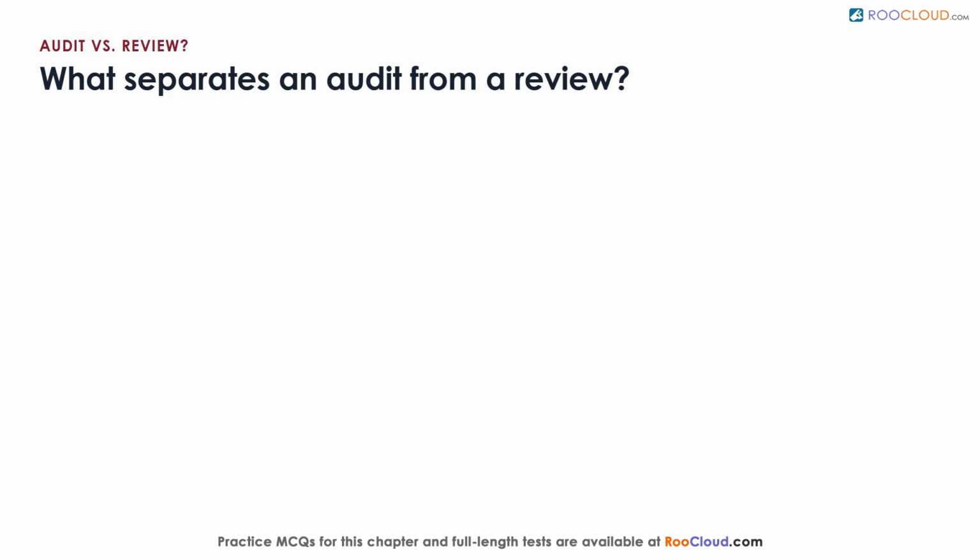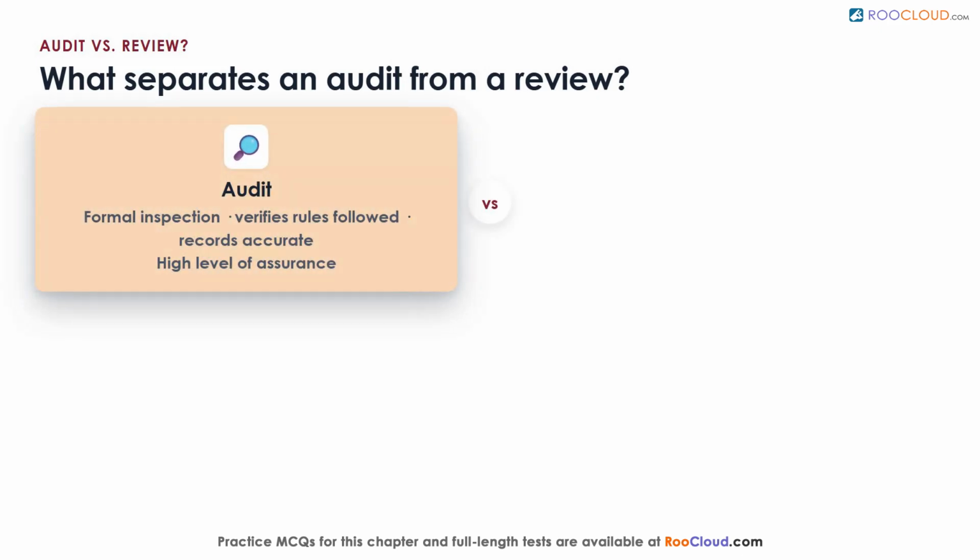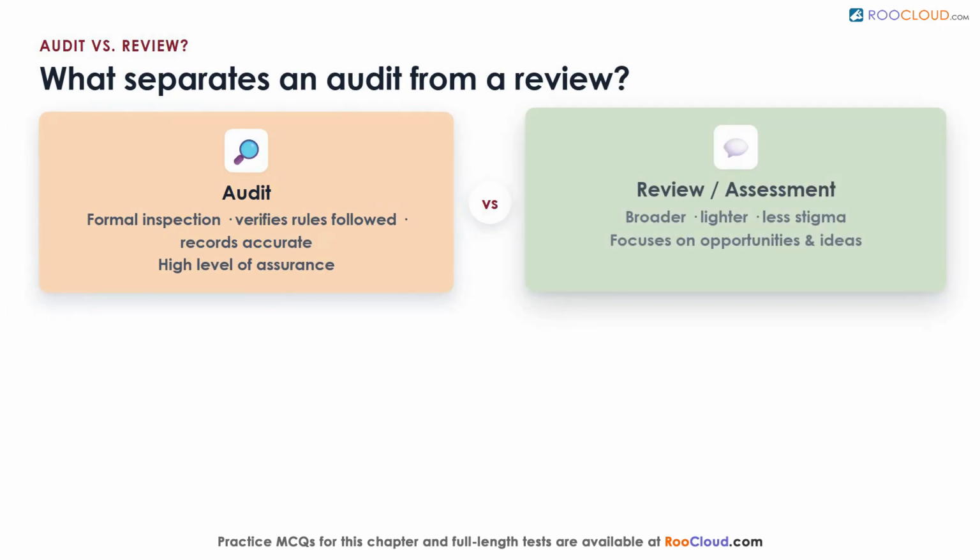So what separates an audit from a review? An audit is a formal inspection. It verifies that rules are followed and records are accurate. It checks whether targets for efficiency are met. An audit delivers a high level of assurance. Reviews and assessments are broader and lighter. They often carry less of a threatening reputation. They tend to focus on opportunities and ideas. Things like cutting the cost of poor quality, or gathering staff opinions to shape policy.